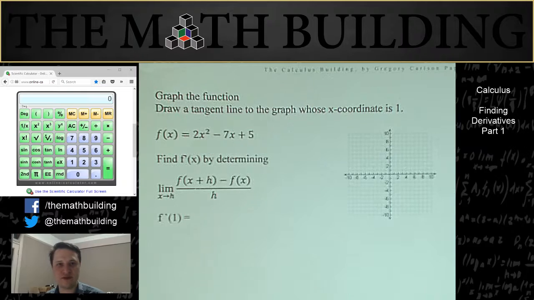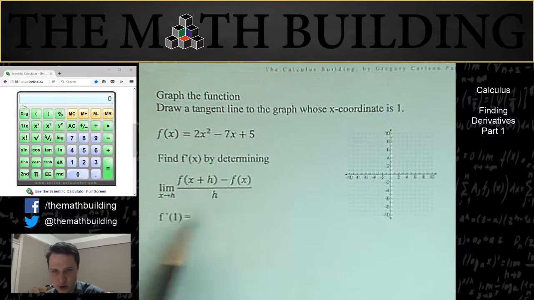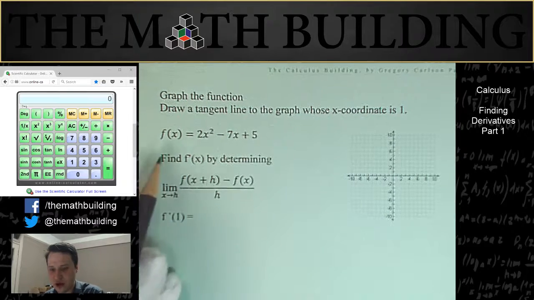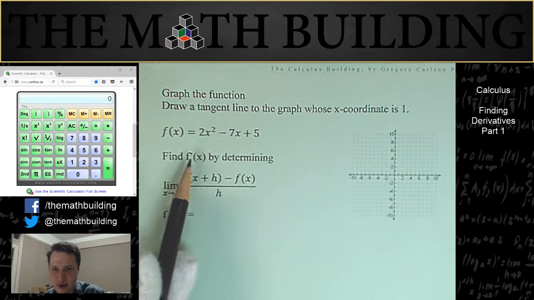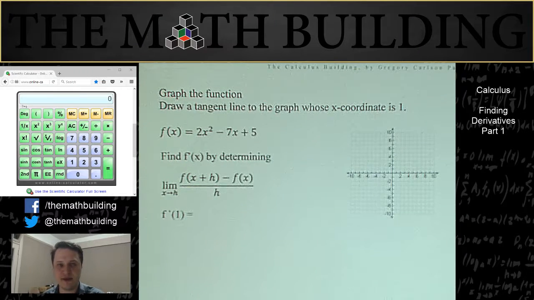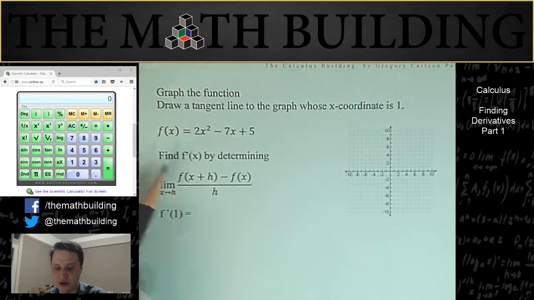Now that we've talked about the definition of the derivative and differentiability, we're going to find the derivative of a few functions using the definition. I'm just going to go through the examples and show you how to do them. So here's our function, and they want us to find the derivative, f prime of x. Notice this little apostrophe right there. That means the derivative in Newton's notation.